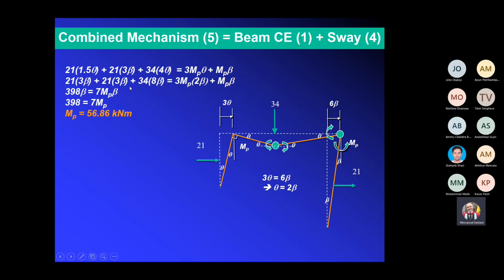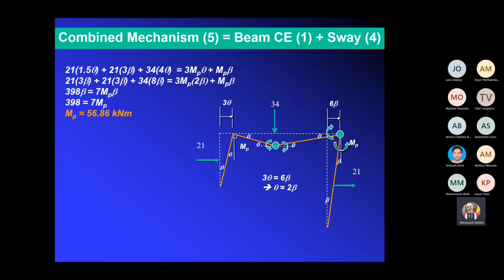So now I've got everything substituted as a function of beta, which allows me then to calculate the summation here, and then simplify by beta from both sides of the equation, which gives me 398 equals 7 MP, which means that MP is 398 divided by 7, which gives 56.86. So 56.86 kilonewton meters for the combined mechanism of CE and the sway mechanism together.